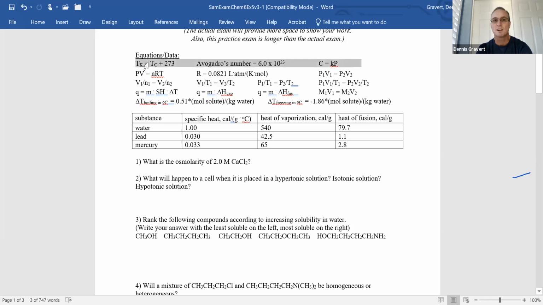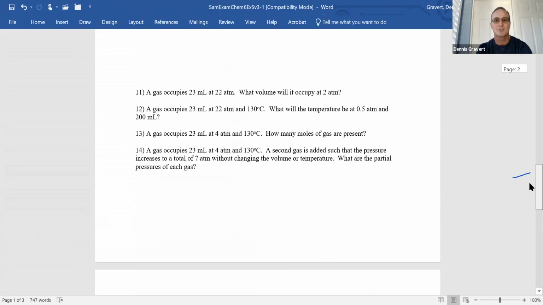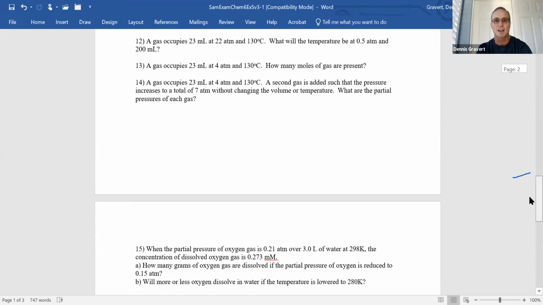Now remember, you must switch to Kelvin. It's the first equation right here. I can't highlight it, silly. Yes, I can. I'm going to get it. There we go. So take the Celsius and add 273. Nice. That's 10. You can do the rest of those in a very similar fashion.